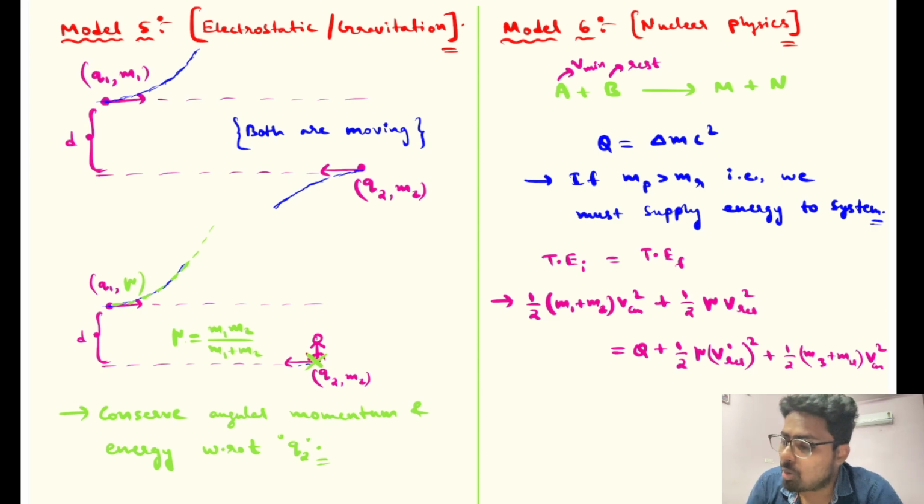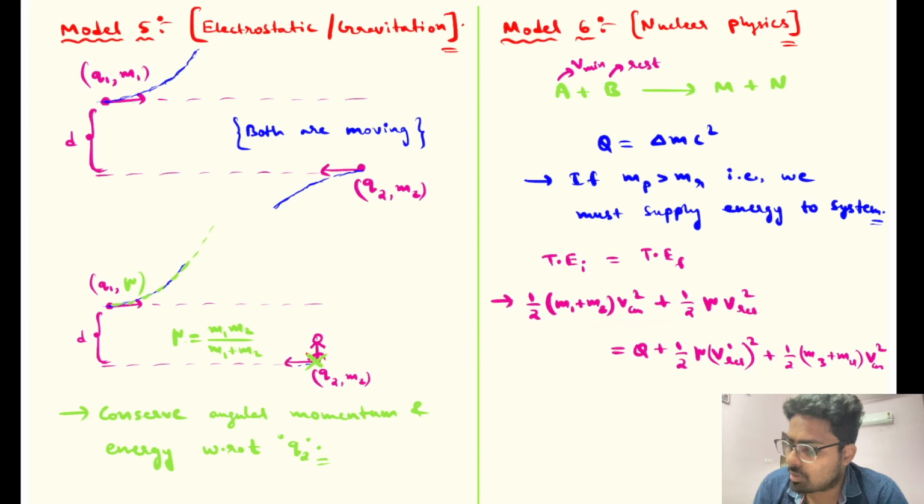Now I want this value to be minimum, right? How can this value be minimum? This value can be minimum if this value is 0. If this value is 0, then the sum of these two should be equal to a constant. This should be a constant value.